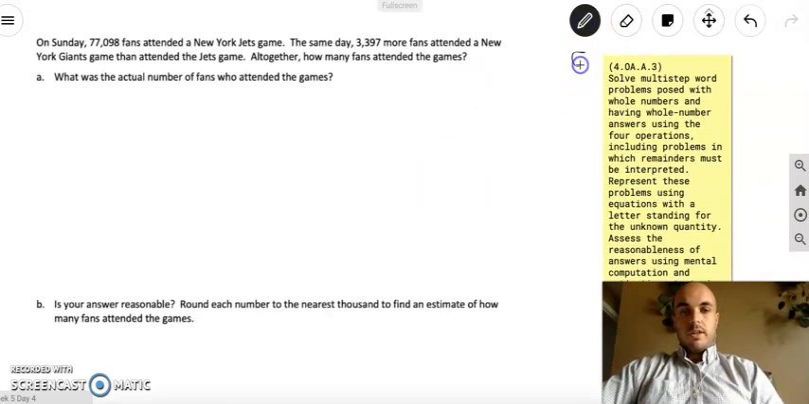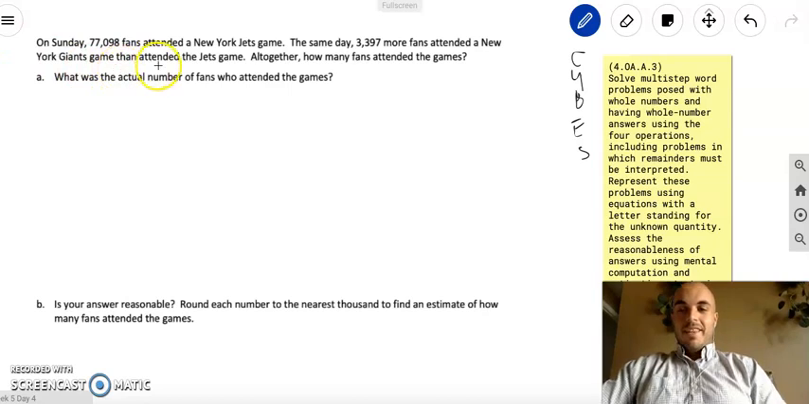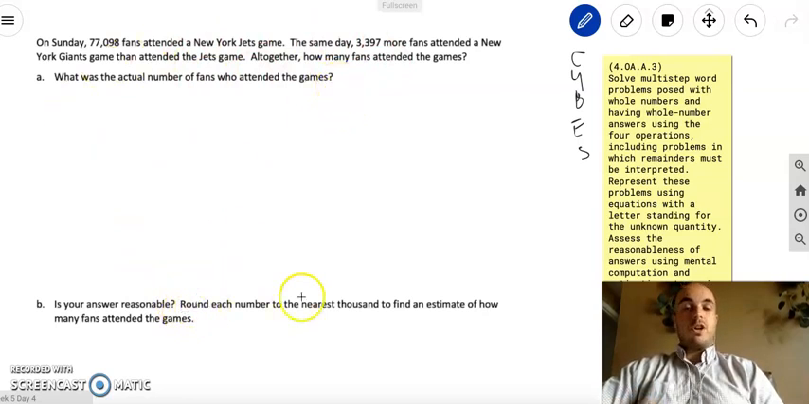Let's put our cubes here to the side. Okay. So it says, on Sunday, 77,098 fans attended a New York Jets game. The same day, 3,397 more fans attended a New York Giants game than attended the Jets game. Altogether, how many fans attended the games? And then we're looking for what was the actual number of fans who attended the games. Now let's tackle just this part before we look at B. Let's get A figured out before we even touch B.